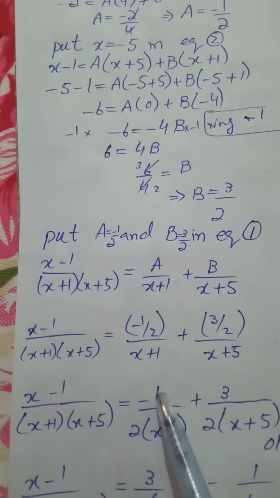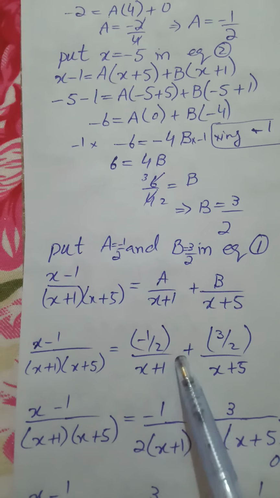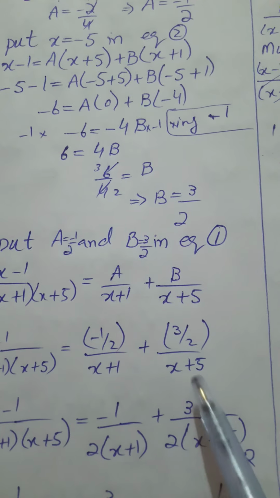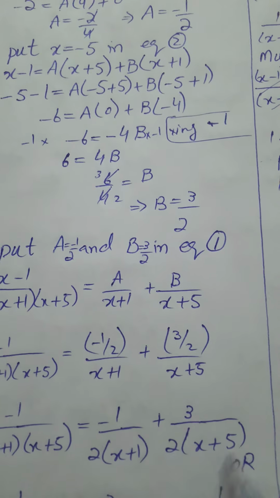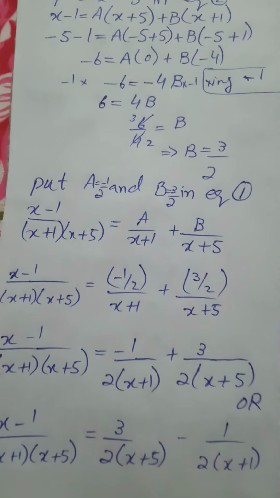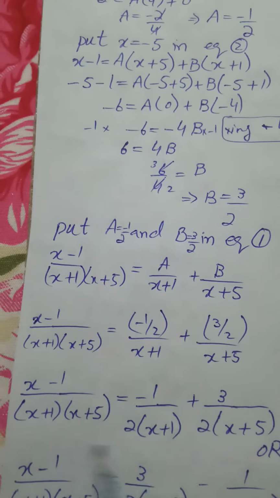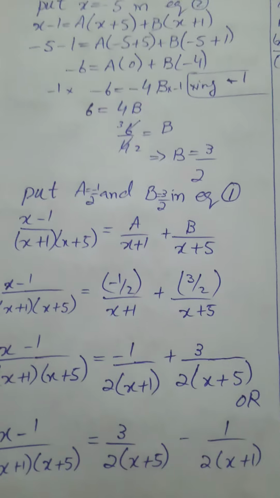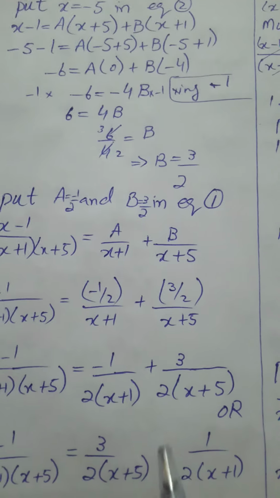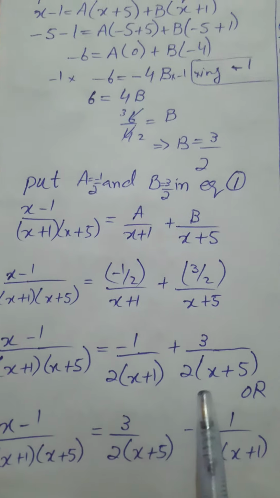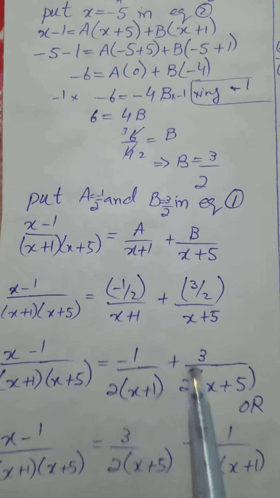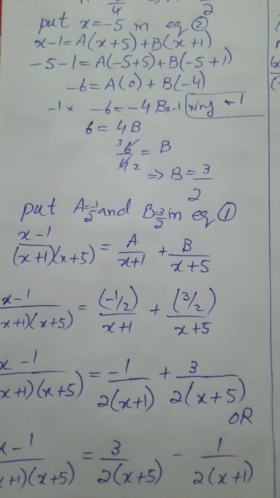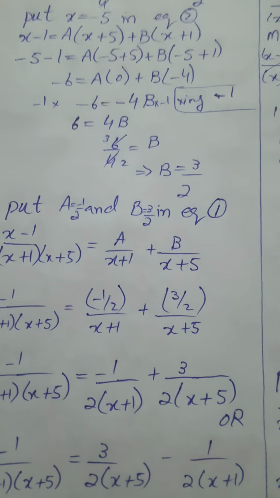So this is minus 1 by 2 into (x plus 1) plus 3 by 2 into (x plus 5). Just for simplification, if you can find the solution to this part, you are done. But to simplify it more, we can take the positive values first, and the negative values in another step, so it doesn't affect the result.